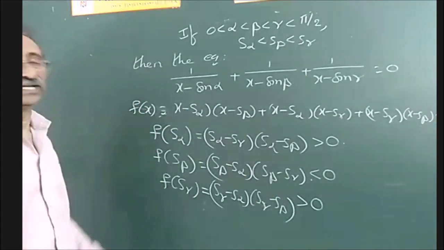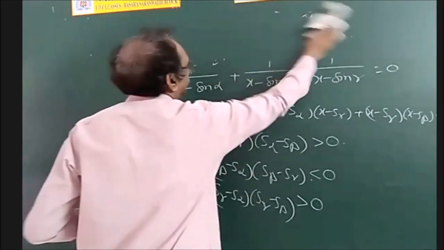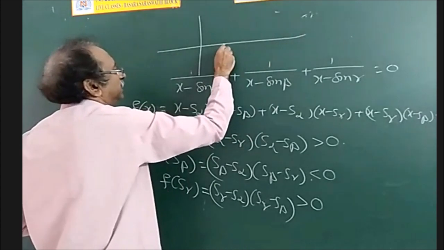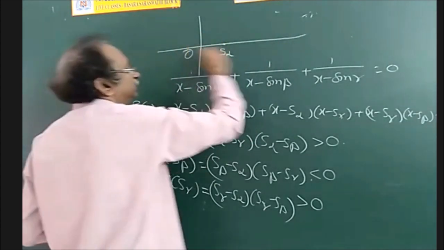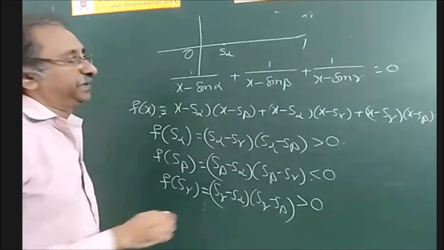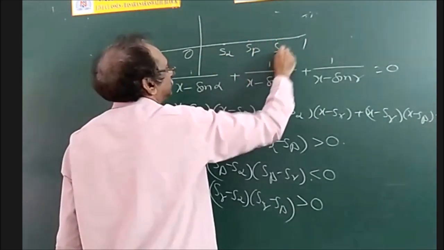And now use the intermediate value theorem. So sin alpha is here. It is in between 0 and 1, because alpha, beta, gamma belong to 0 to pi by 2. Sin alpha, sin beta, sin gamma are in between 0 and 1.